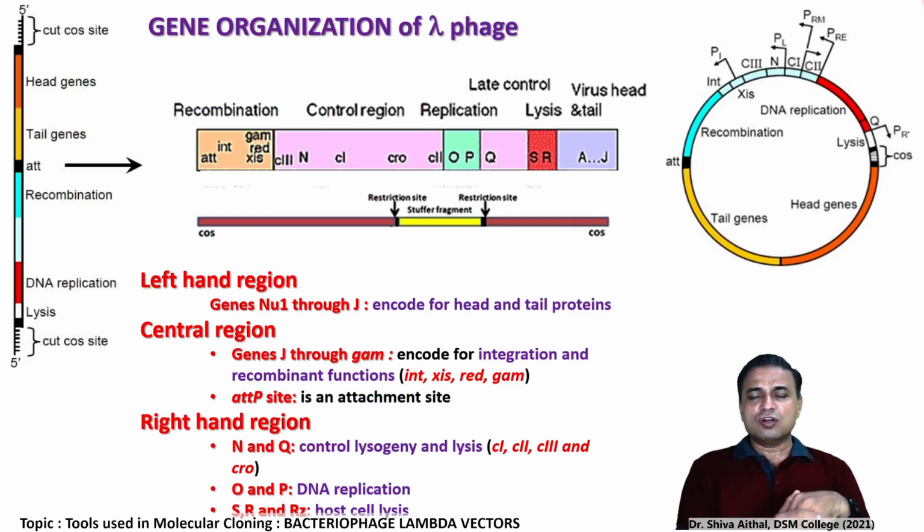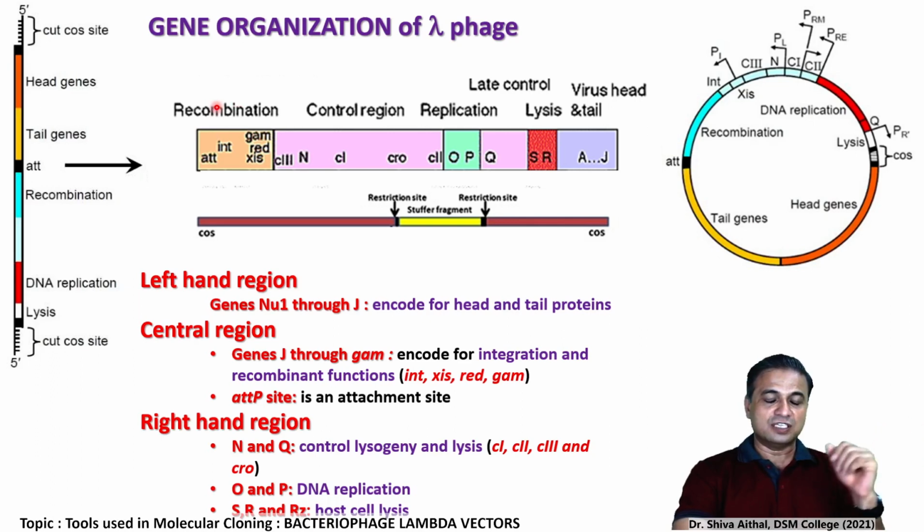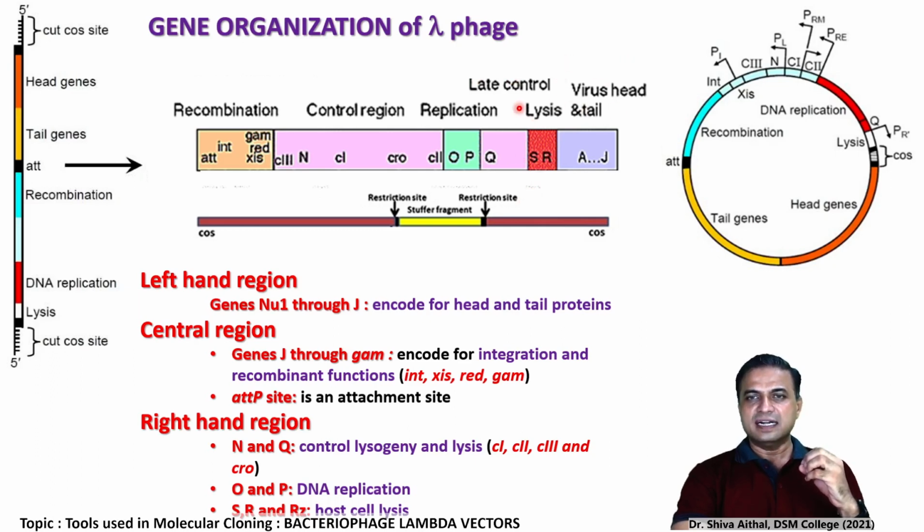Now if you see the gene organization of lambda phage, we will go to the lambda phage genome, and I want to emphasize which part of the genome can be removed. There are various genes which result in the process of recombination, that is integration, which I just showed. Recombination is for prophage formation, reciprocal integration. Then this is the control region, the CRO genes. These are the operator region and the promoter region, which is also used for replication. The late control, lysis genes, virus head and tail formation genes.